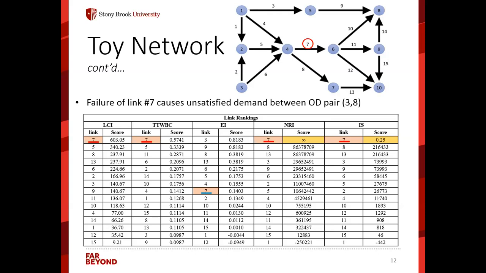It's a disconnected network. So one would expect that 7 would be on the top in terms of criticality, because this is the only link in the network that, when you remove it, creates this disconnectivity. In that sense, network robustness index and importance score also put it high up, but actually we put them high up because for network robustness index, NRI, the score is infinity, because NRI doesn't calculate any score when there is a disconnectivity.